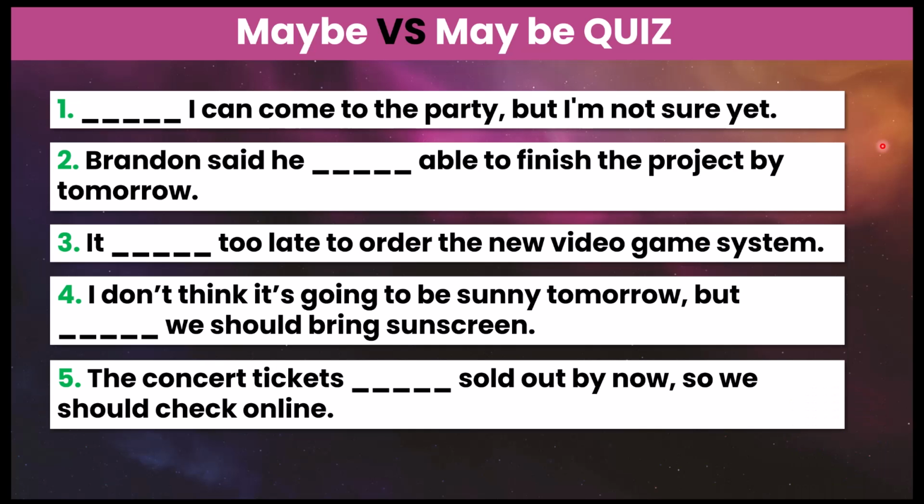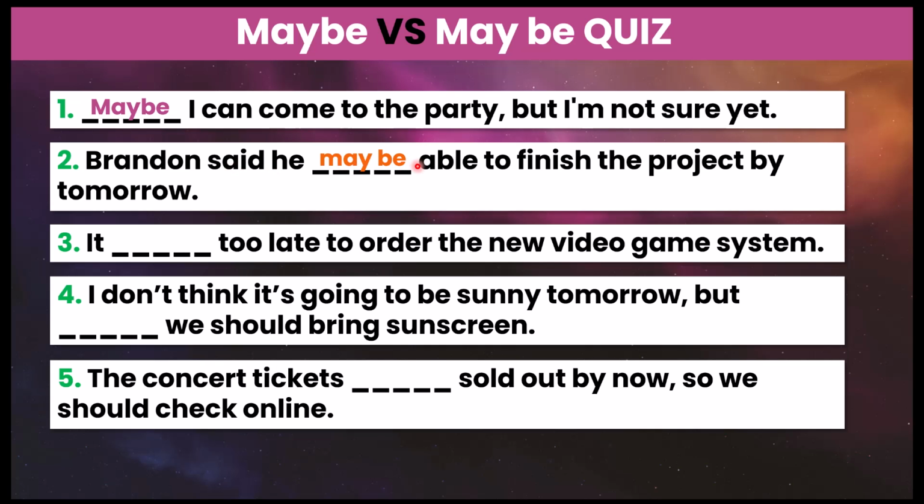Okay, let's correct these together. Number 1 is maybe with no space. Maybe I can come to the party, but I'm not sure yet. Here, it's the same as saying perhaps. And remember, if we remove maybe from the sentence, it is still correct grammatically. Okay? Number 2, Brandon said he may be able to finish the project by tomorrow.